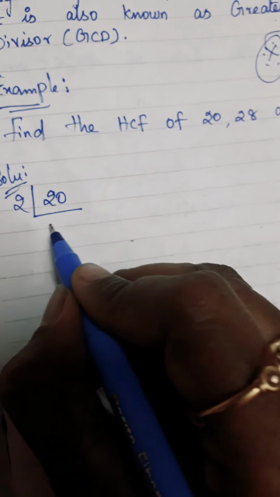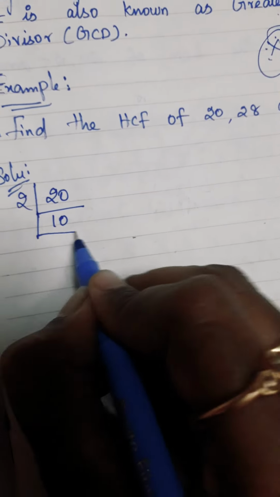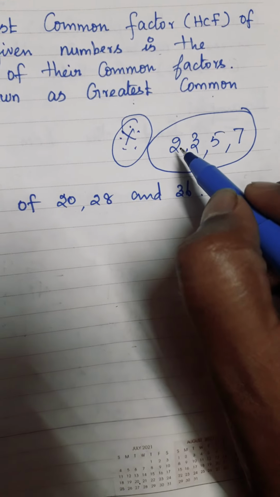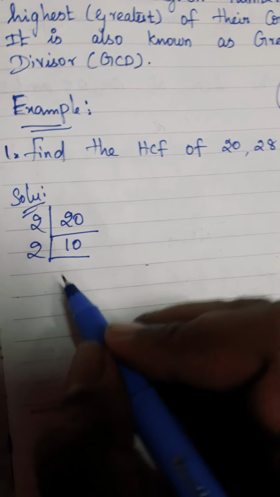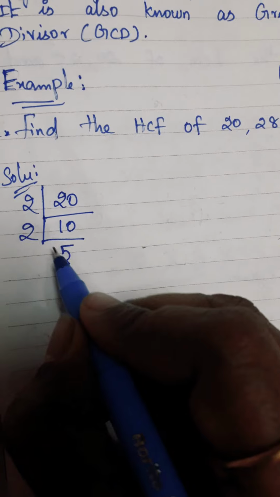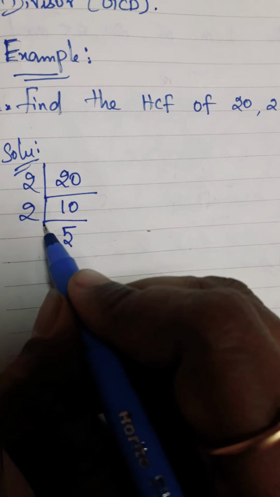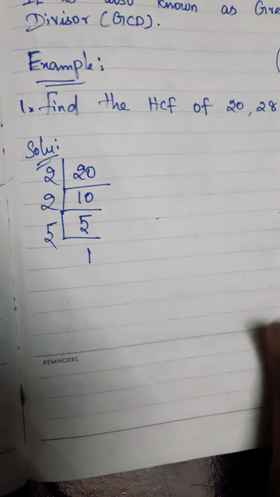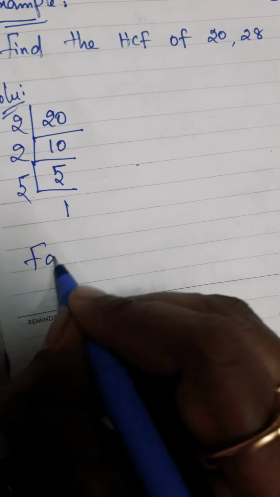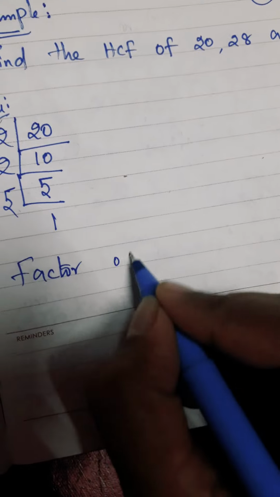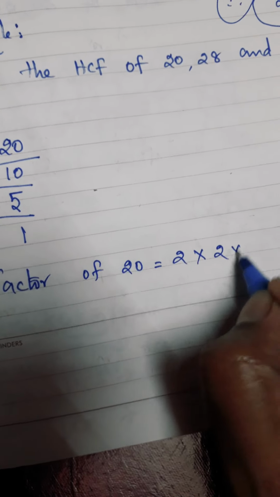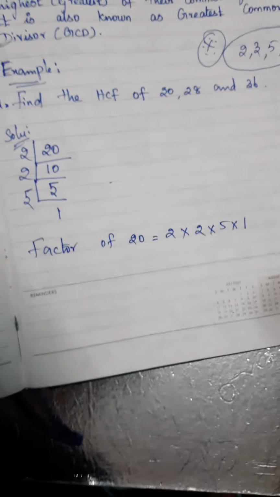2 ones are 2, 2 fives are 10. 10 can be divided by 2, isn't it? So select the 2 table. 5 twos are 10. 5 is a prime number, so use the 5 table only. 5 ones are 5. That's all. The factors of 20 are 2 into 2 into 5 into 1.